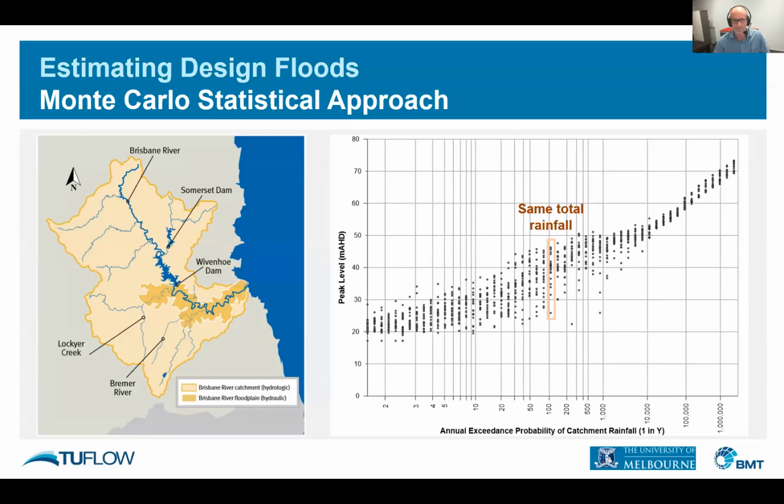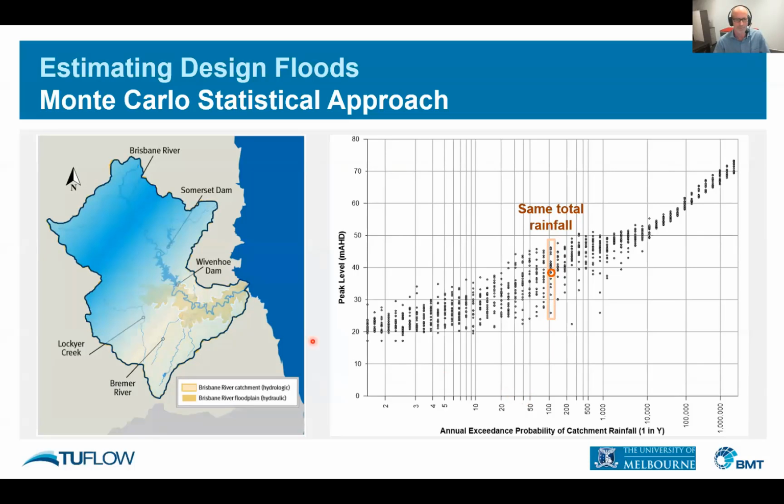Just to give you an idea, all these events here had the same total 1 in 100 rainfall. But one of them would have had a spatial variation like that, and this event here might have had a different spatial variation. So all these events are handling the way that the rain falls. Does it come from the east? Does it come from the south? Does it come from the west? They've used historical data to come up with that variability and sample it.